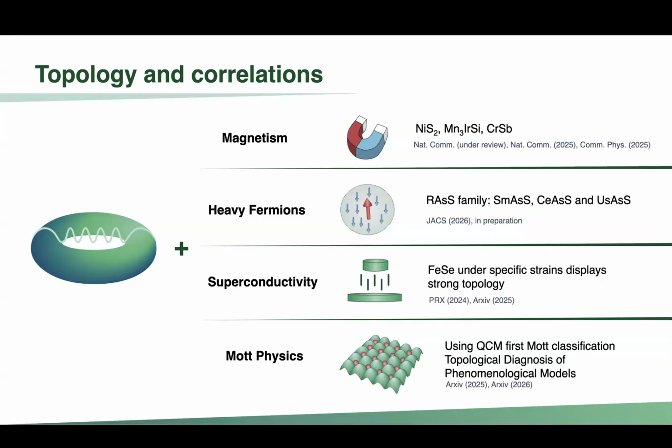I'm going to talk about a few examples because what I do is look for materials. In the first case, I'm going to talk about the Mott magnetic insulator nickel disulfide. In the second case, about a new family of topological materials that display mass enhancements, where we can recover the topological surface state. I'm going to talk about iron selenide, and how under strain we can actually make it topological, giving a potential new topological superconductor.